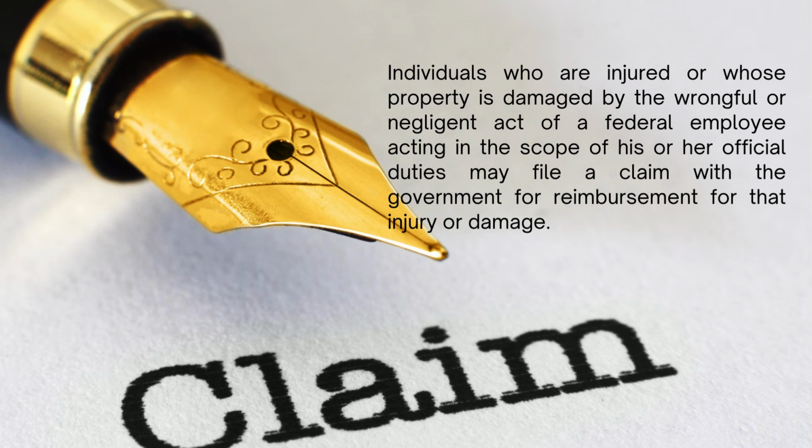Now, the individuals who are injured or whose property is damaged by the wrongful negligence of the federal employee, again, acting in the scope of his or her official duties, may file a claim with the government for reimbursement for that injury or damage. Now, like any other litigation claim, there are elements that the injured individual must establish before they file the claim. So let's look at them.